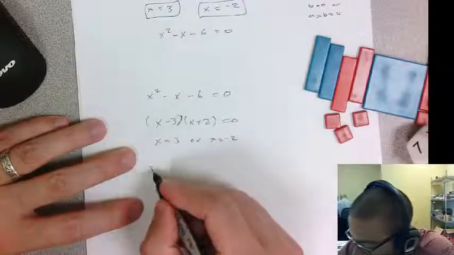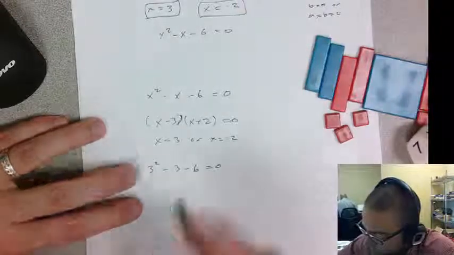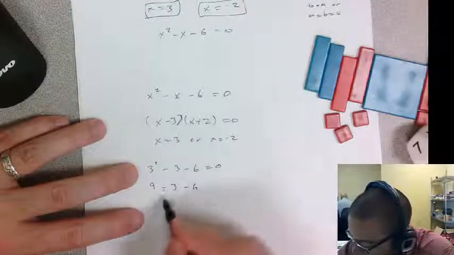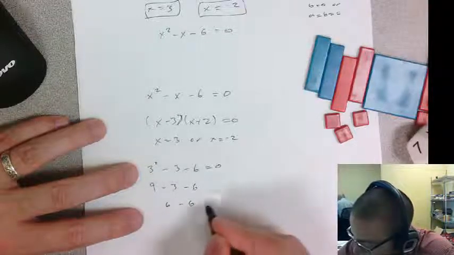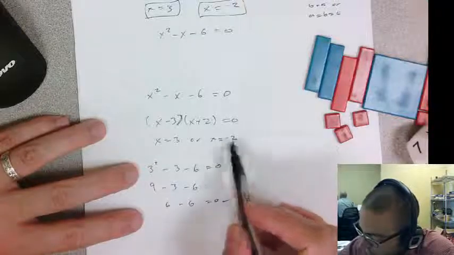So 3 squared minus 3 minus 6, is it equal to 0? 3 squared is 9, minus 3 minus 6, so 9 minus 3 is 6, 6 minus 6 is 0, so that checks out. This negative 2, let's check it out.